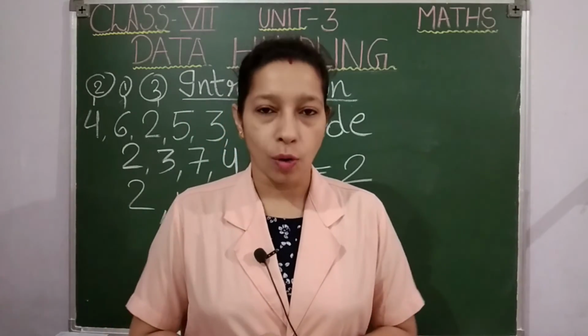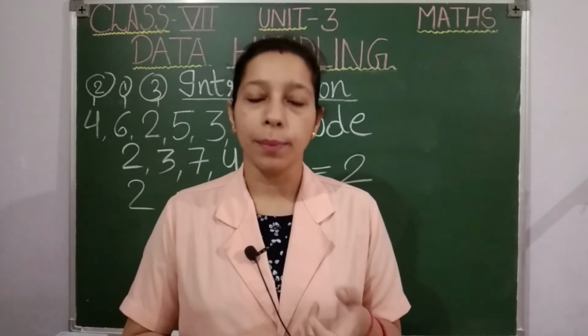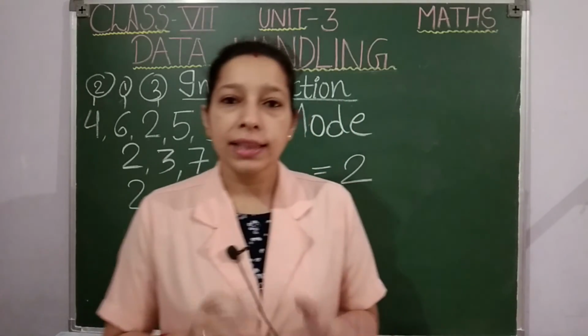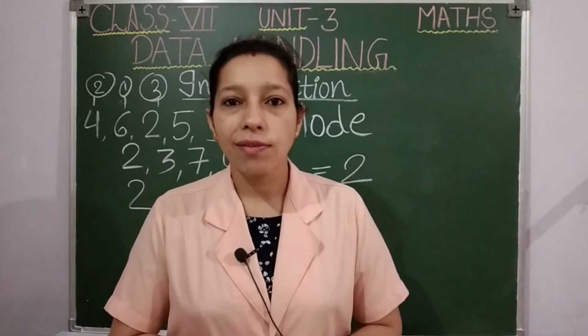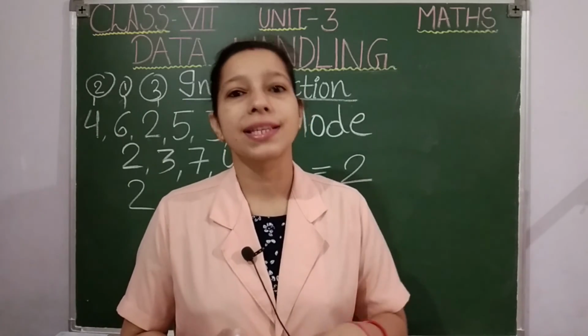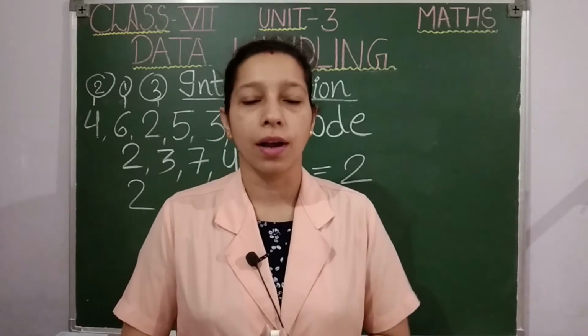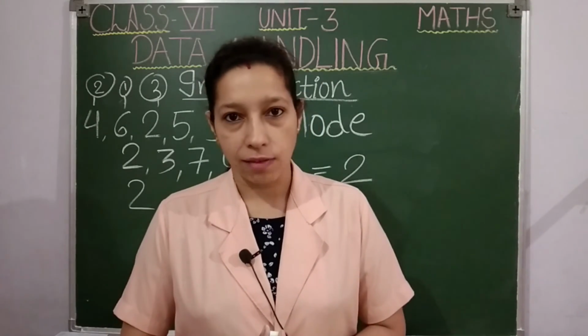Clear, students? So now we have seen range, mean, median and mode, and these are also known as central values or representative values. Reason? Because they represent the information about the data given. So we can call them representative values or central values also.